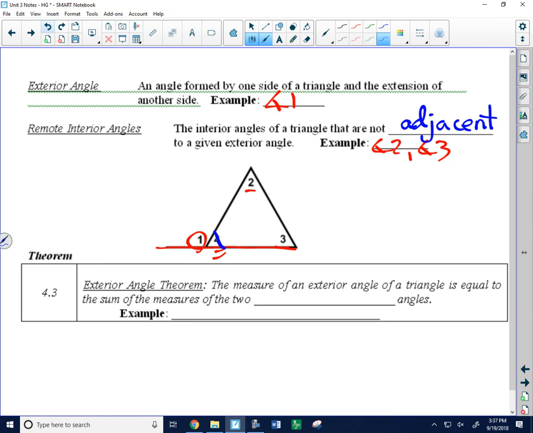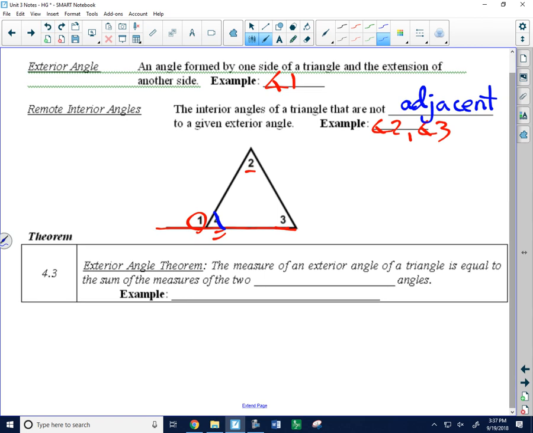Based off of this, the exterior angle theorem at the bottom says that the measure of angle 1 is equal to the sum of 2 plus 3. So it's equal to the sum of the measures of the two remote interior angles. The exterior angle is equal to the sum of the remote interior angles.